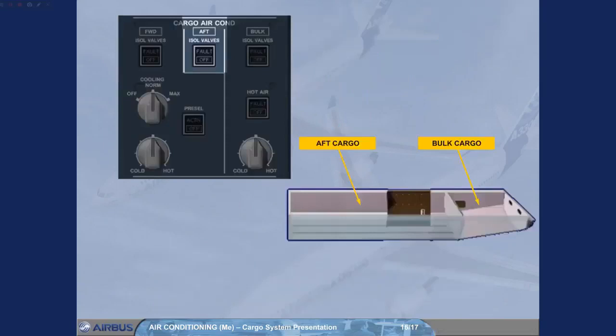As the aft and bulk cargo compartments on the long range are separated, the aft compartment has its own ISOL valve push-button switch, which has the same function as for the bulk cargo compartment. Note: there are no heating and cooling options.